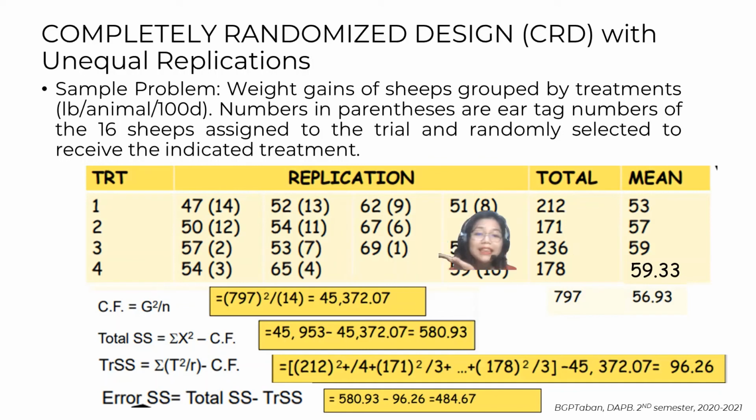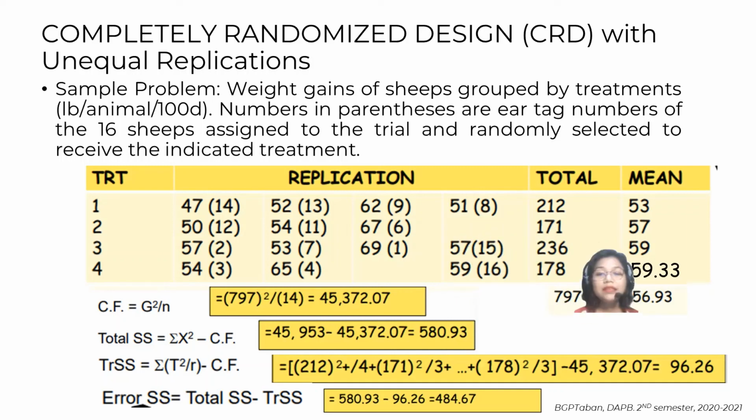Kung kukunin po natin lahat po ng values, i-add po natin ito, ang total po ay 797. Ito po, pag i-add din po natin lahat ng treatment totals, 797 po. Kung i-divide naman natin yung 797 into how many EUs or experimental units? 16 pa rin ba? Of course, hindi na po siya 16. Kasi po, namatay po yung dalawa. Wala naman pong sheep dito na pang-apat sa second treatment. Wala din pong pangatlong sheep dun sa ating fourth treatment. So, i-divide po natin ang 797 into 4.